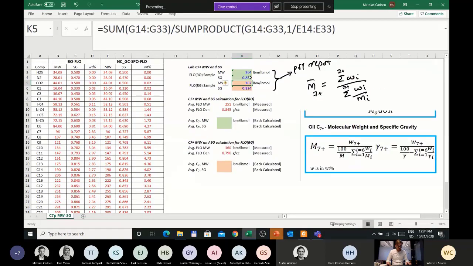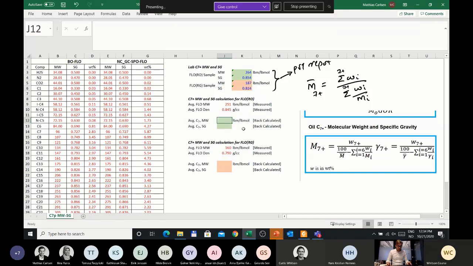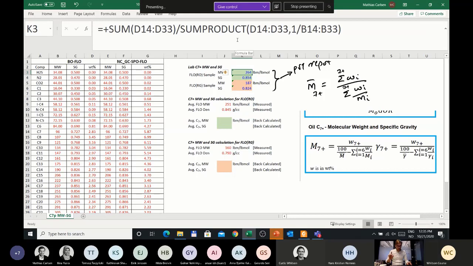And you can do this for both the oil, and you can do the same for the gas condensate, and you will get these values right here. But we'll try to emphasize the focus on the correct ways of calculating this. Or actually here, this is the total. Okay, yeah.